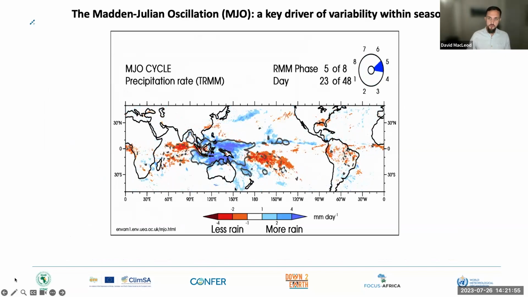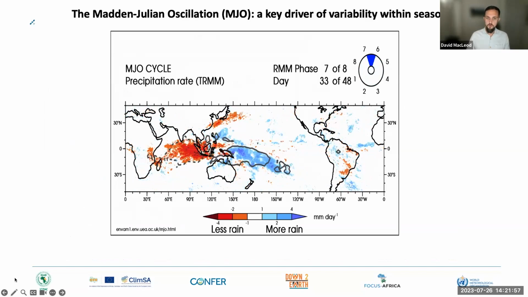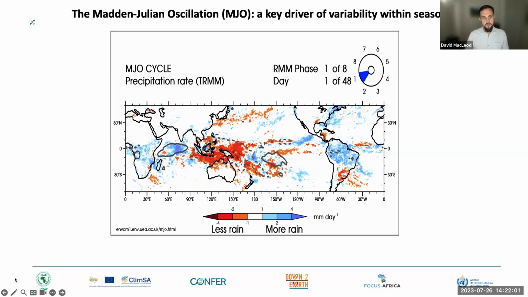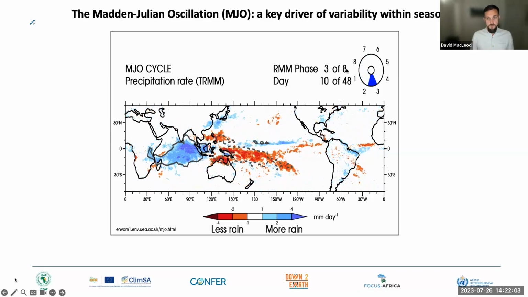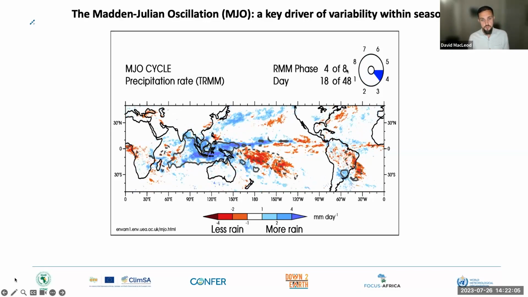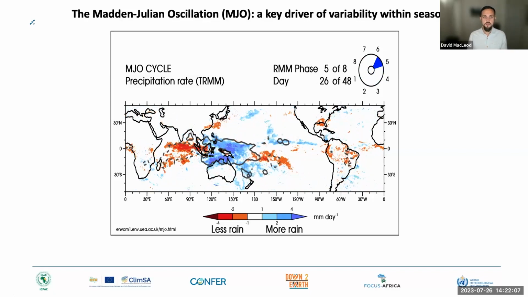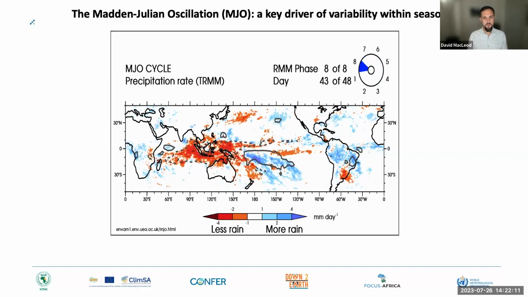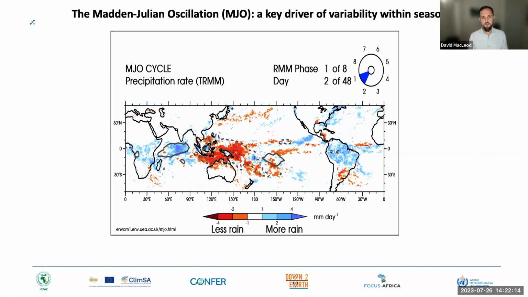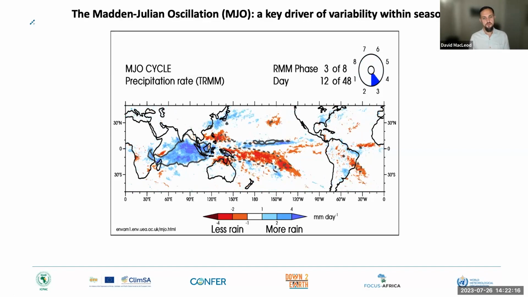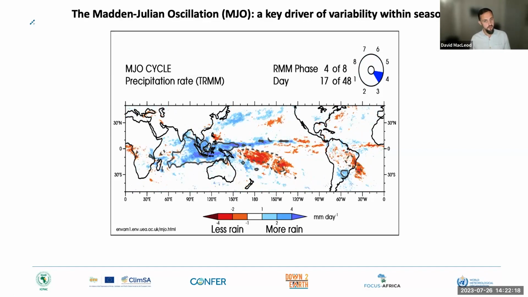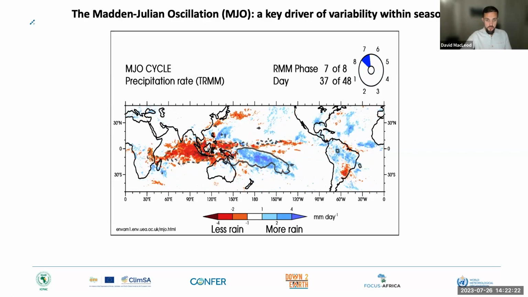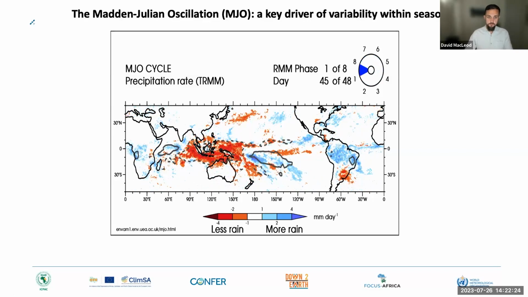So these blue areas are where you get more rain, and red are where you get less rain. And it moves as it moves. So this is what we call the MJO. It's an organized system of convection. Organized in that it has a structure which persists for many, many days, and it has a characteristic way of moving. It moves eastwards.